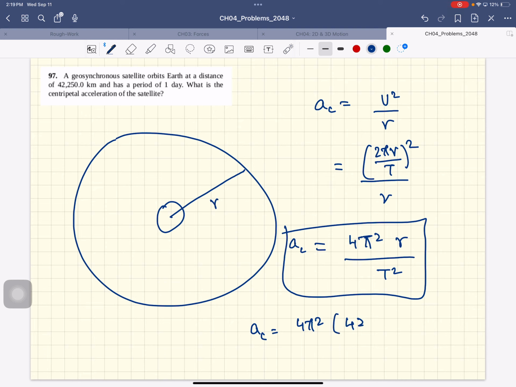The radius is 42,250 kilometers, in meters, and T is 1 day. One day is 24 hours times 3,600 seconds, squared. And you can calculate that. It should work out to around, I believe, 3 meters per second squared or something like that. All right, so we will end this.